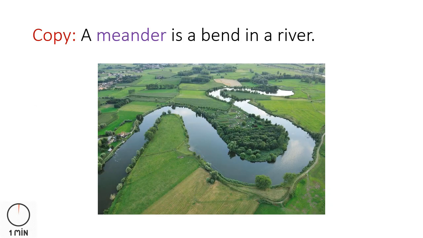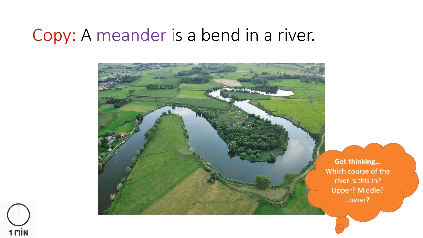So what is a meander? Well, it's a bend in the river, really simple. It's no more complicated than that. You can see a couple of great examples on the screen right now in that photograph. It's as simple as that. You've got 1 minute to write that down. You probably won't even need that. Okay, so you've written that down.